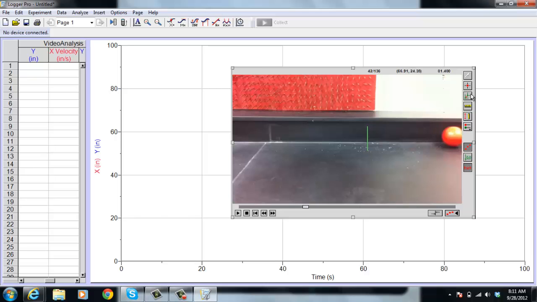So now I'm going to set my x and y axis. Go up here to where it says set origin. So again, I'm going to click on that. And that gives me now an x and y axis. I'm going to pick some spot on the ball that's easy to identify.